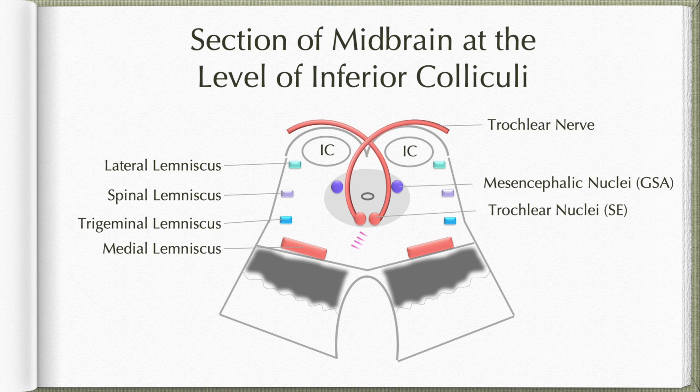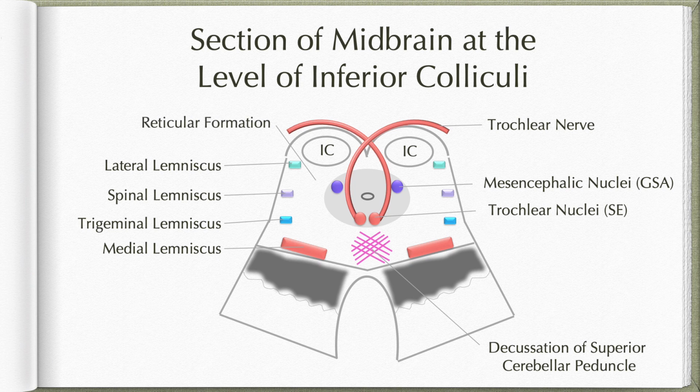Then anterior to the periaqueductal gray, we are finding the decussating fibers of the superior cerebellar peduncles. This is the place where the efferent fibers from the cerebellum also decussate. Also the afferent fibers to the cerebellum, like ventral spinocerebellar tract fibers, will also be decussating before reaching the cerebellum.